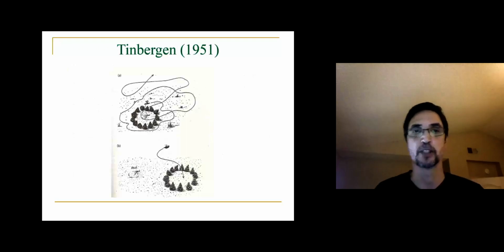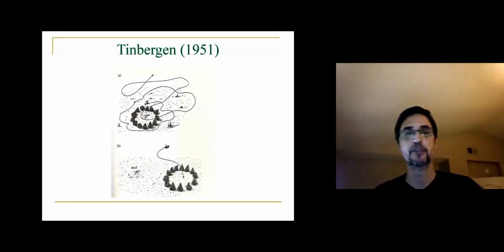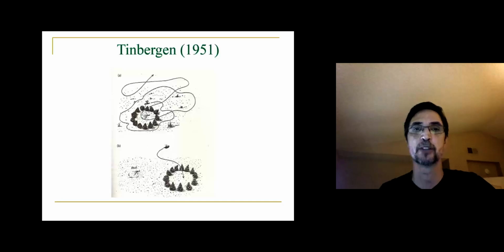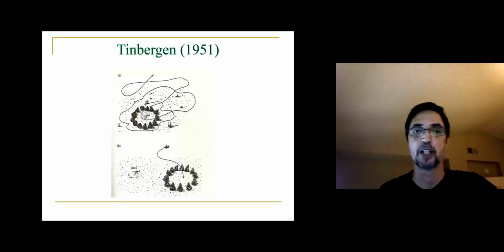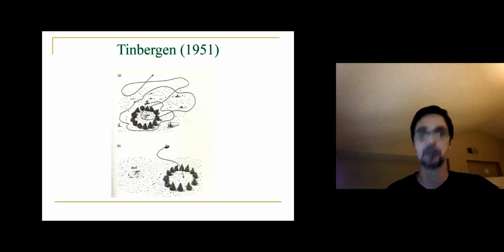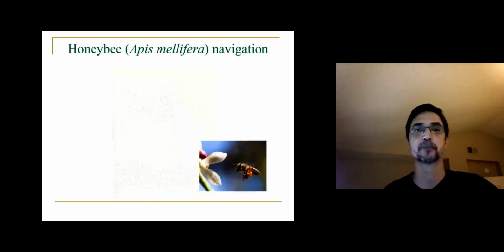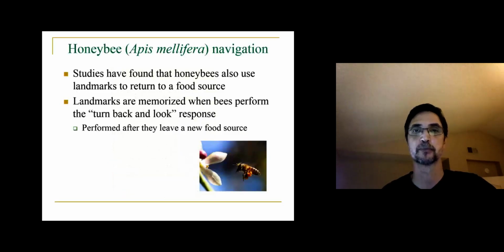And you can see the situation up here in figure A. That's the original situation. You can see the wasp leaves its nest, it flies around, it sees the ring, and then while the wasp is gone, he has moved the ring of pine cones off to the right, and then when the wasp comes back, it goes in the wrong direction.